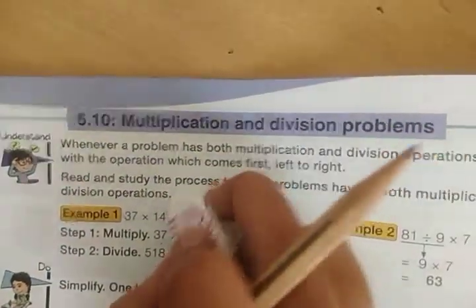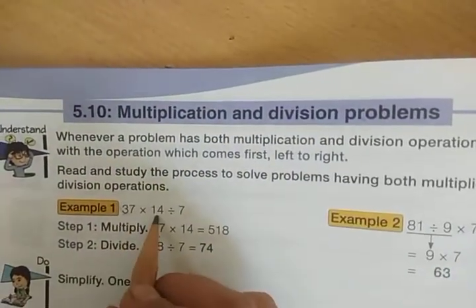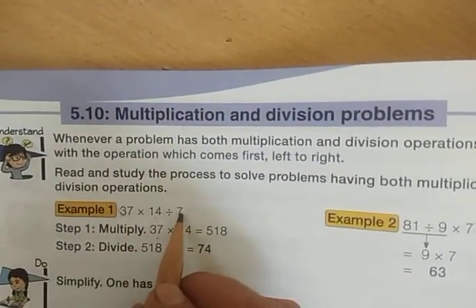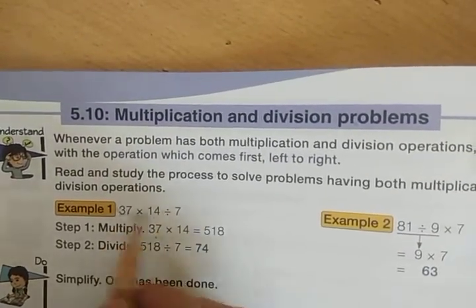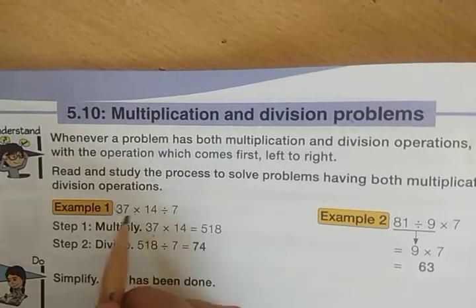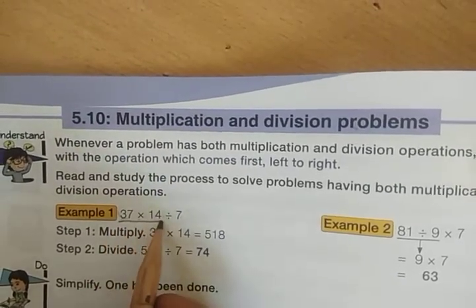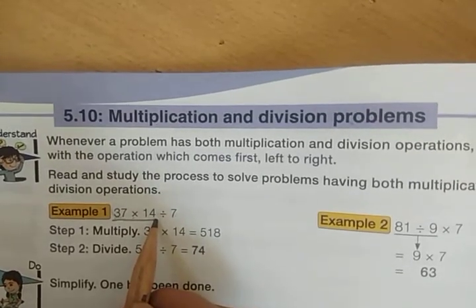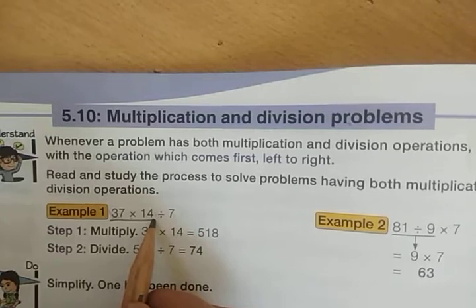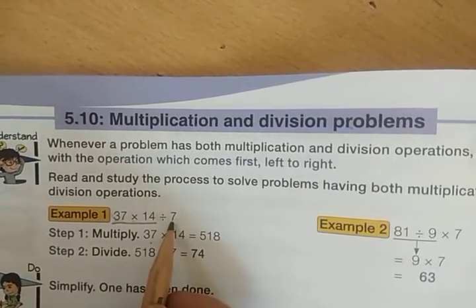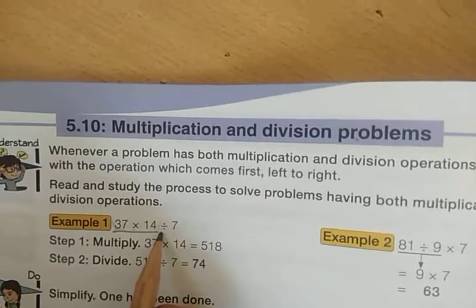Okay, see the example here now. 37 multiplied by 14 divided by 7. Here they have given the multiplication and division operations both together. We have to solve the sum from left to right. We'll solve this first. 37 multiplied by 14 we'll solve first and we'll get the answer. From that answer we'll divide that answer by this 7, the third number, with the division sign.